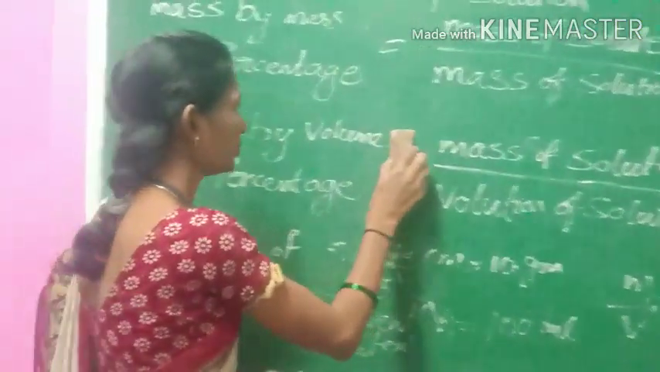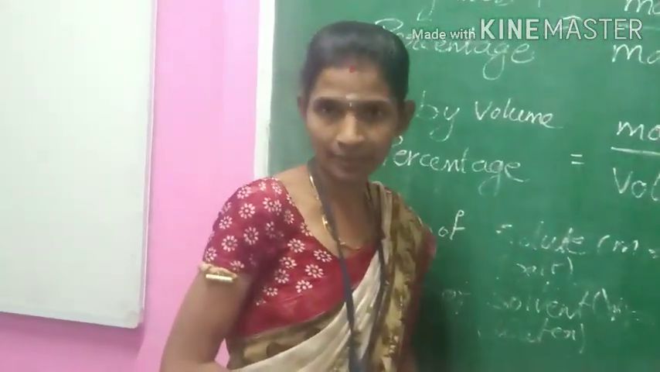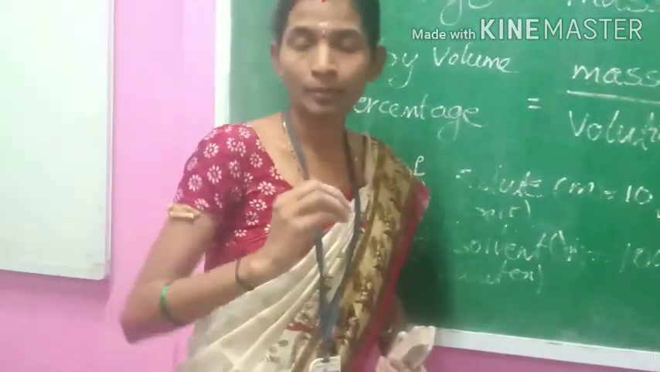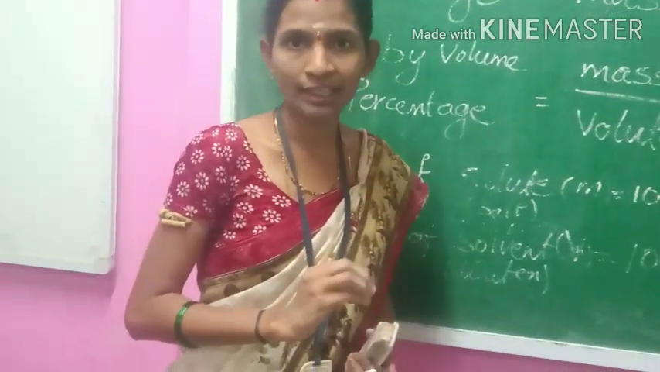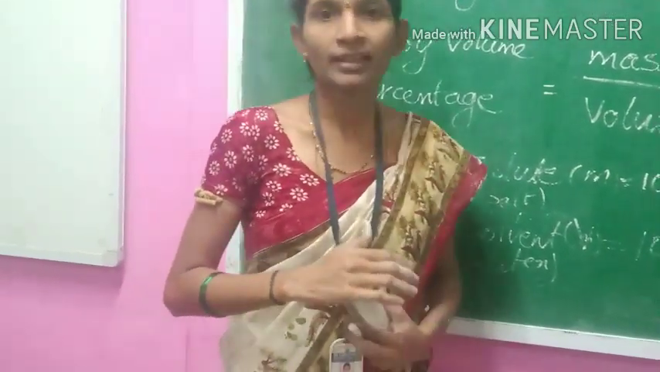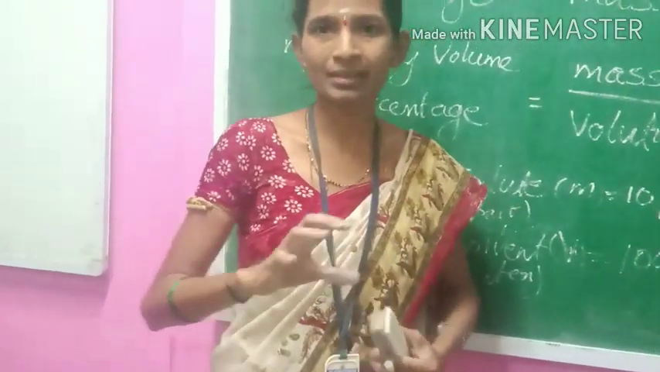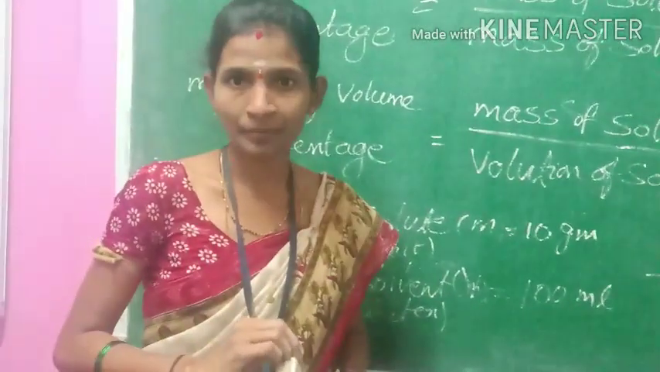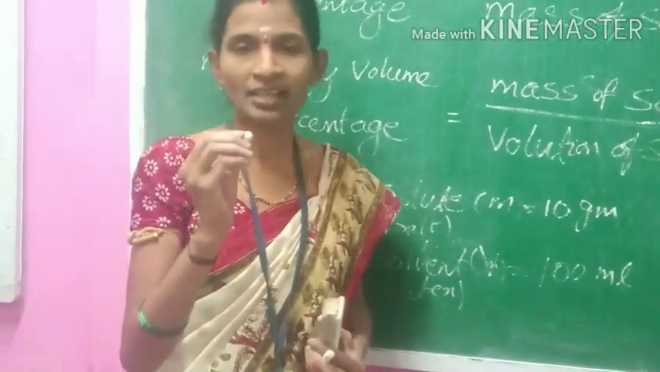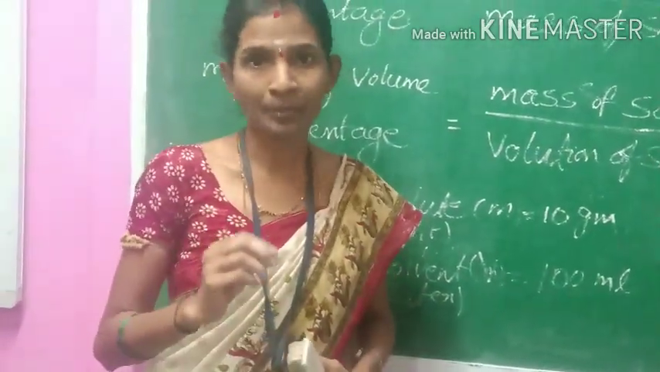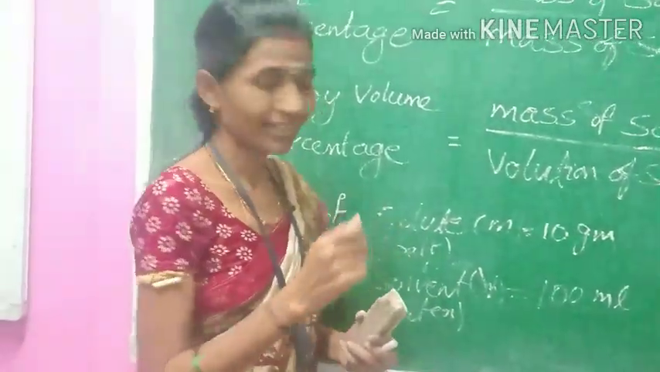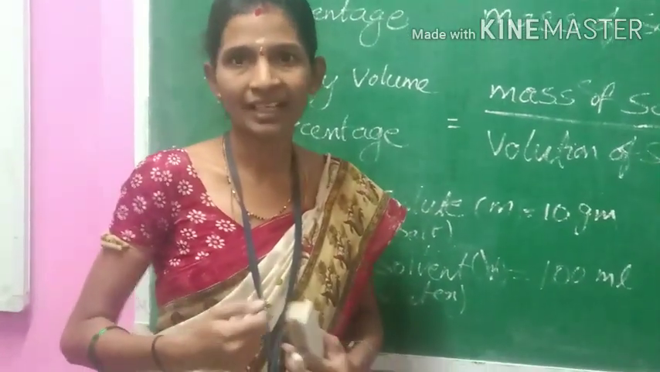Next, solubility. We had discussed solubility yesterday. Solubility is the maximum amount of solute present in the saturated solution at room temperature. This solubility depends on some factors. The rate of solubility, or the rate of dissolving, depends upon factors like the size of the solute particles, the temperature at which the solution is prepared, and the stirring. If we are stirring, it will get faster.